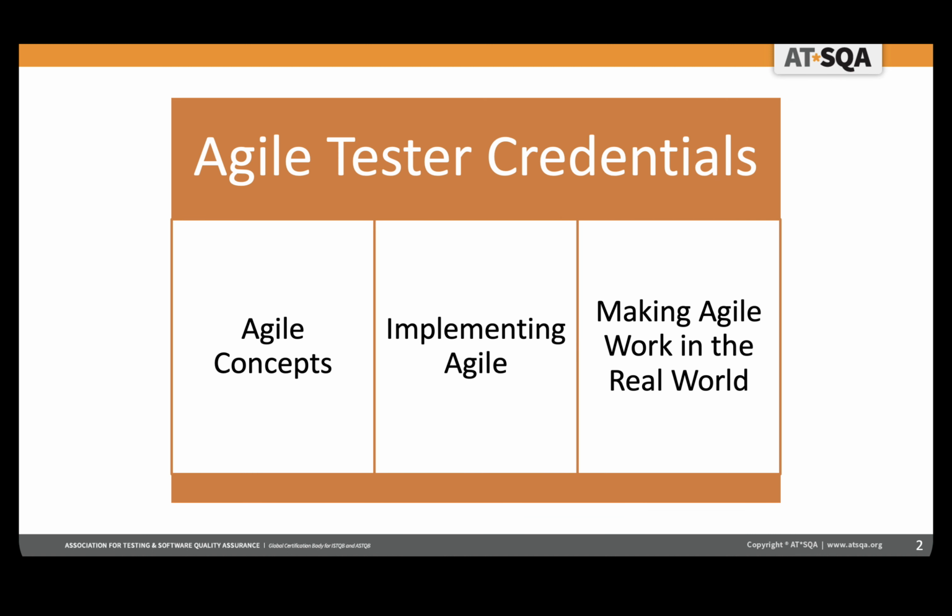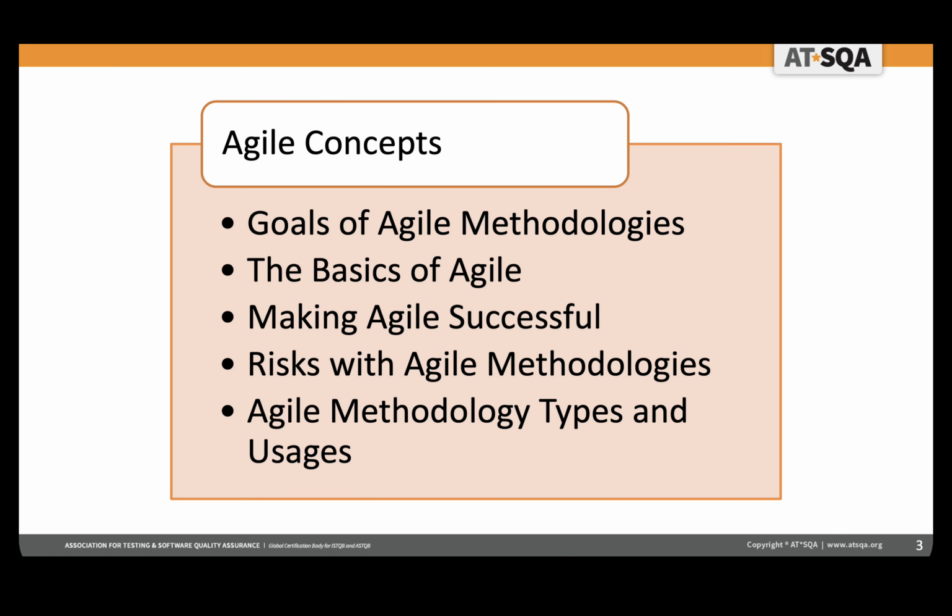Now, there are three micro-credentials in this set. There's the Agile concepts, there's implementing Agile, and there's this one that we're talking about today, making Agile work in the real world. In the Agile concepts, which is really the first micro-credential, we talk about the goals of the Agile methodologies, a little bit about the basics of Agile, talking about the manifesto, what were the goals, what were they trying to achieve, how to make Agile successful, a lot about the risks and the benefits with Agile methodologies, and then the different types and usages, because there are quite a number of different flavors out there.